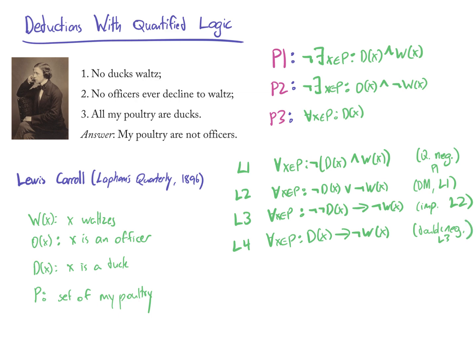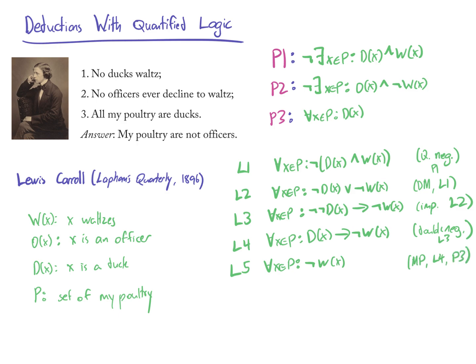Okay, we are making progress because now line 5, for all x in P. So what I notice now is that, first of all, I know that for all x in P, D of x is true, and I also know from line 4 that for all x in P, if D of x is true, then not W of x must be true. And so I can apply modus ponens in order to get the consequent, not W of x. So this is modus ponens using line 4 and premise 3.